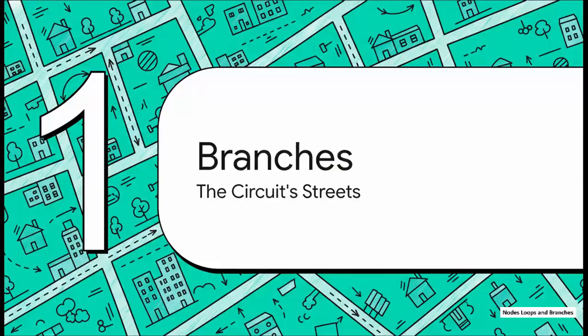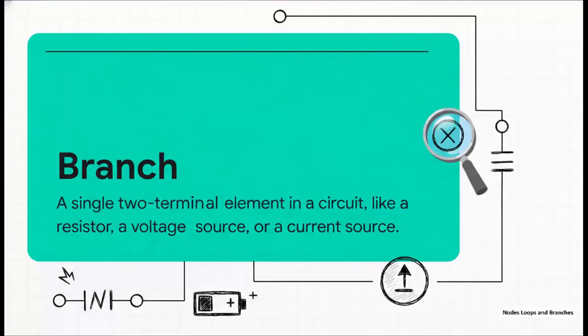So let's get to our first word, branch. And to make this super easy, let's think of our circuit diagram as a city map, okay? If it's a map, then the branches are basically just the individual streets, all the little roads that make up the city grid. Okay, so that's the analogy. What's the actual definition? A branch is simply any single component in the circuit that has two ends, two connection points. We call them terminals. So that could be a resistor, a voltage source like a battery, or a current source. Pretty much any single doodad you see on the map is a branch.